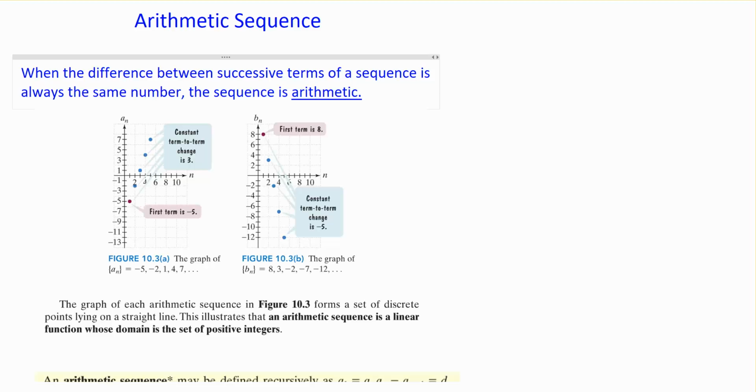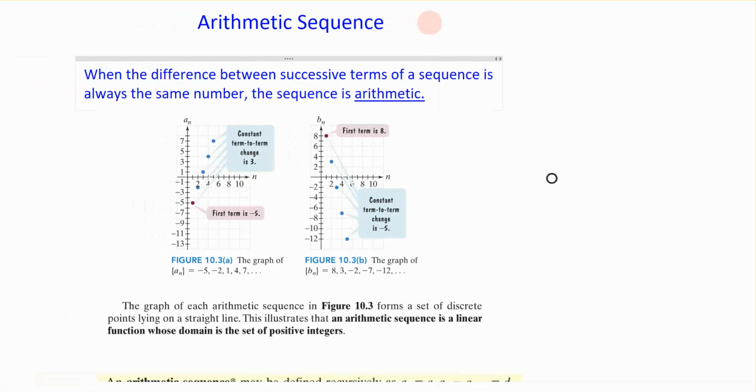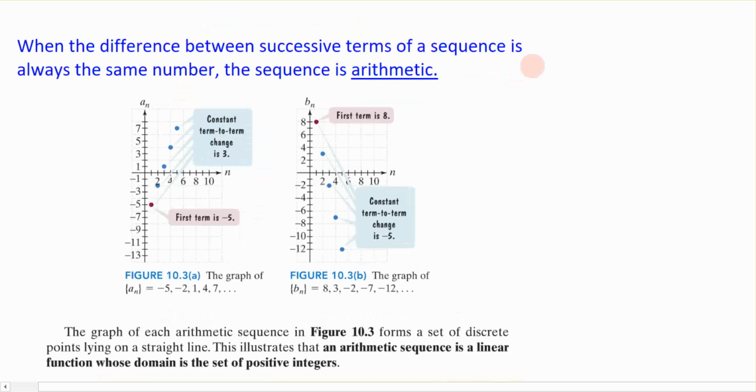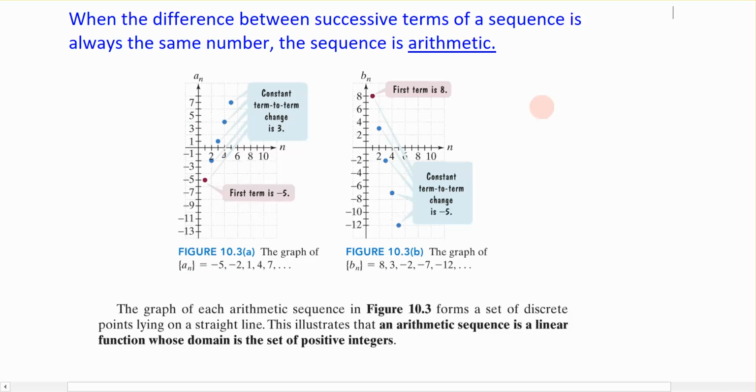We're going to talk in this series of videos about a specific type of sequence called an arithmetic sequence. Now, an arithmetic sequence is a type of sequence where the difference between my successive terms is always going to be the same.